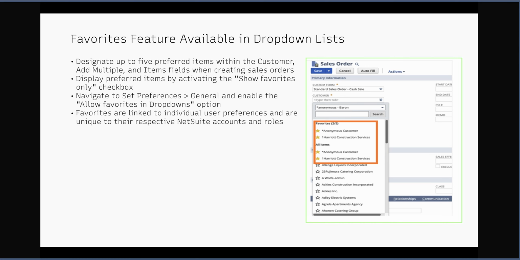So we can activate this functionality by navigating to set preferences, general, and we can enable the allow favorites in dropdown option. To designate an item as favorite, simply click on the star icon adjacent to the item name within the drop-down menu. It's important to know that favorites are linked to individual user preferences and are unique to their respective NetSuite accounts and roles.